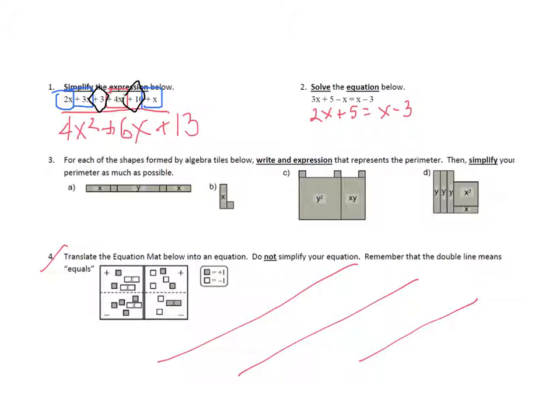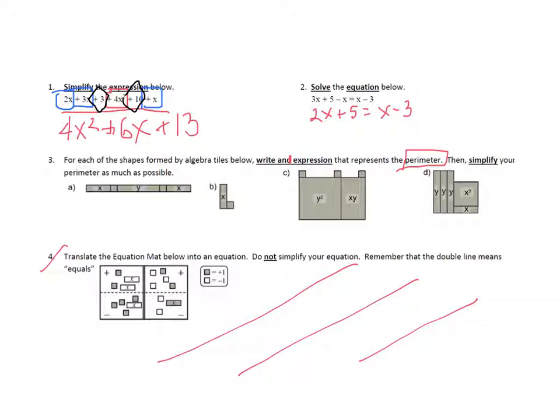Number 3 says, for each of the shapes formed by the algebra tiles below, write an expression, is what it's supposed to say, that represents the perimeter. Go ahead and erase that D. Then simplify your perimeter as much as possible. So we're going for perimeter. That's an important word. I'm going to circle it.